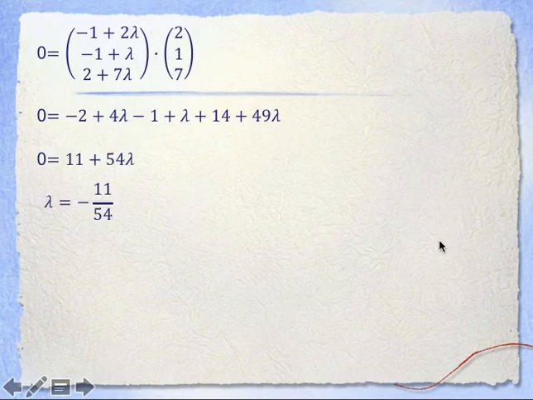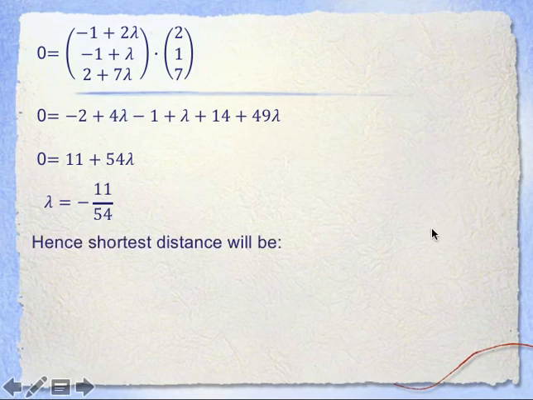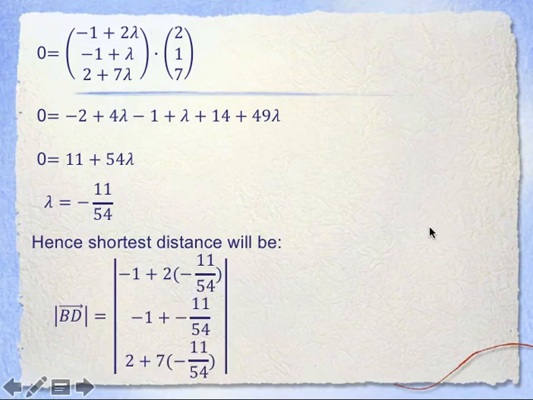We get lambda equals -11/54. So now we know the shortest distance is just going to be the magnitude of that, which gives us 1.94. Okay. All right, we're going to do the same question again, but now using a different method.